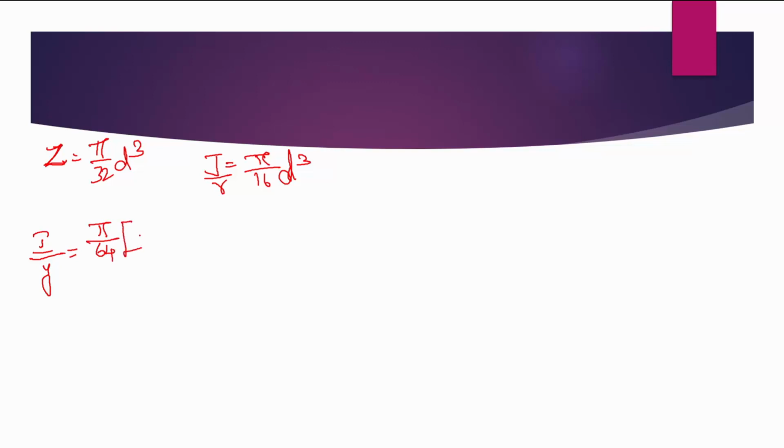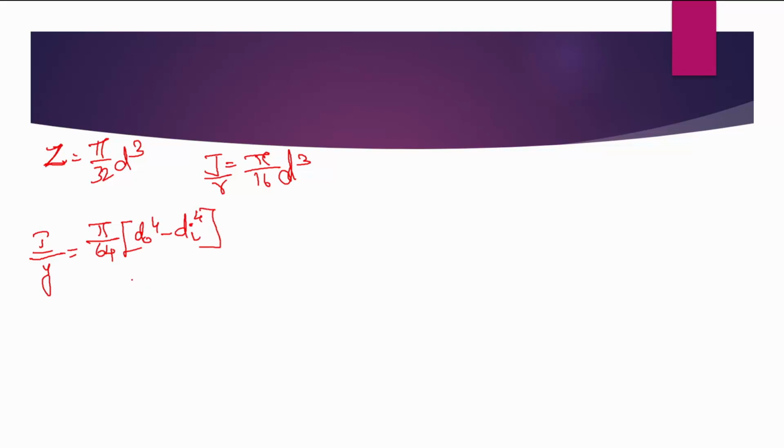Now we know that for a solid shaft it was pi by 32 d cube in case of Z, that is the section modulus, and if it is J it was pi by 16 d cube. Now this was J by R and this is Z, which is your section modulus. Now if we take it for a hollow shaft, I by y is your Z, but the formula for I will become pi by 64 into d naught power 4 minus di power 4. This will be the formula.